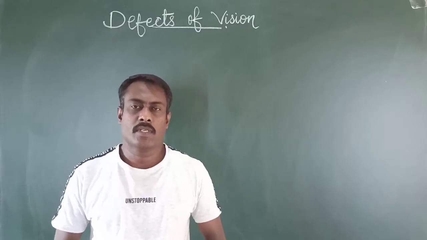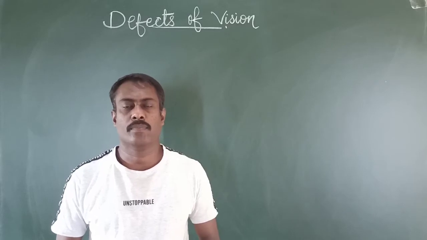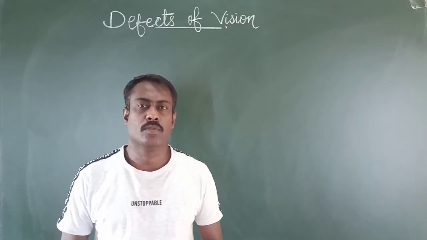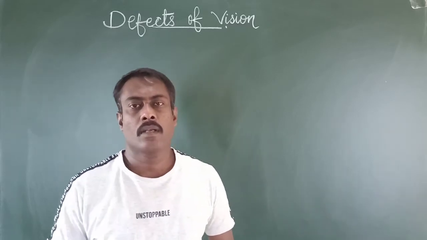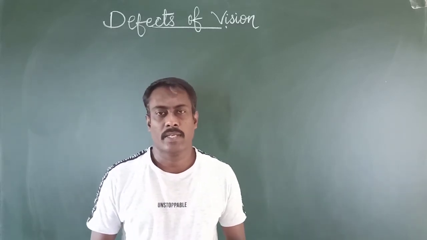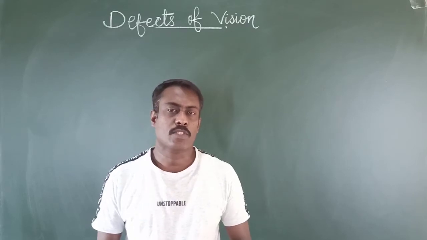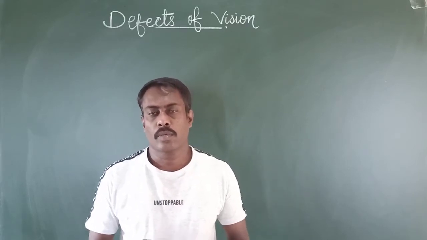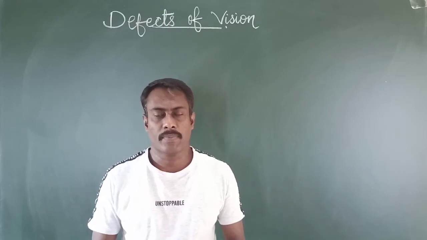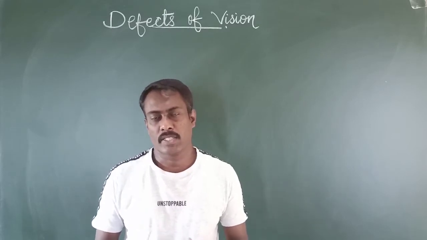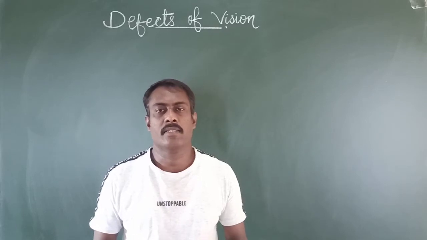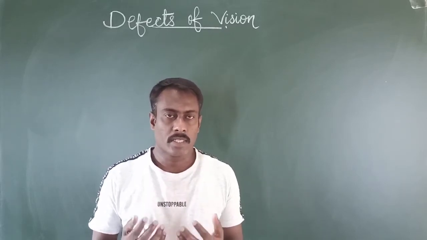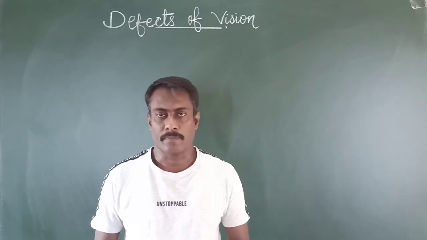In the previous class we talked about the structure of the eye lens and the various components of the human eye. Today we are going to learn about the defects of vision. Before going to the defects of vision, first let us see how a human eye adjusts to see distant and nearby objects clearly.